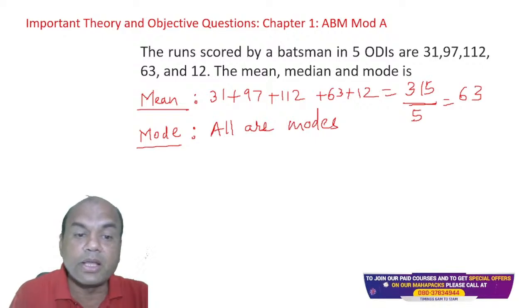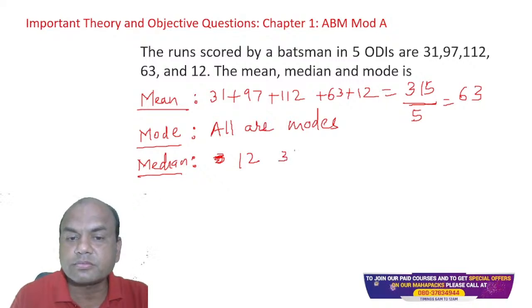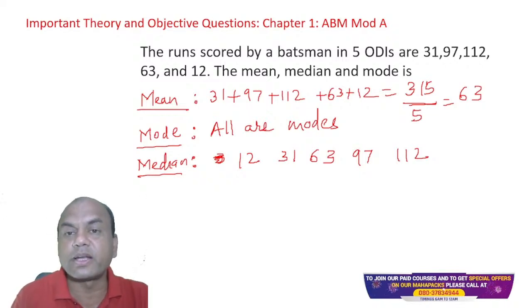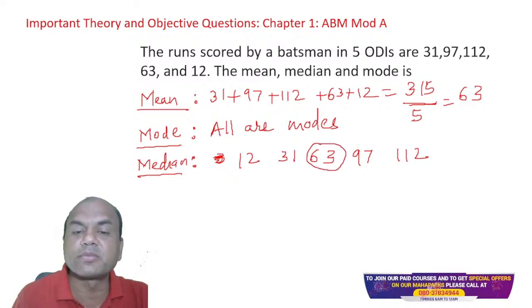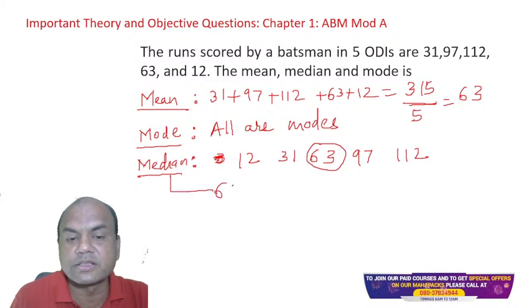Okay? Now median. How to find out the median? What did I say about the median? First arrange from the lowest to the highest. First is 31. Lowest is what? No, not 31. Lowest is 12. Then 31. Then after that 63. After that 97. And the last one is 112. Right? So arranged. Whatever is arranged, find the central number. Which is the central number? 63. So 63 is my median. So median equals 63.